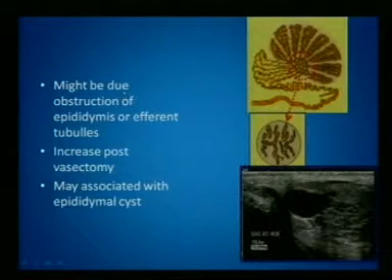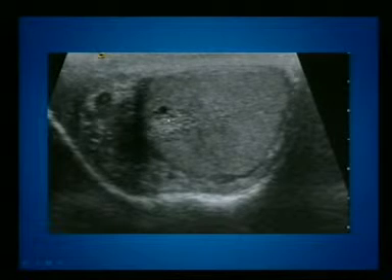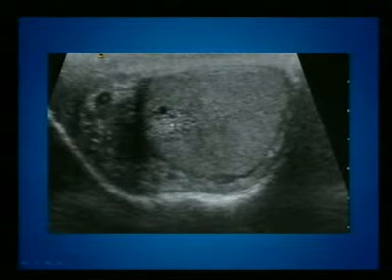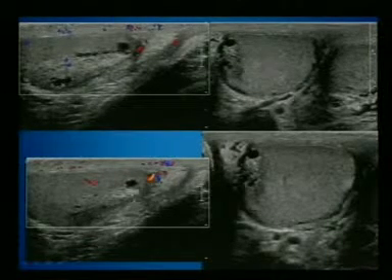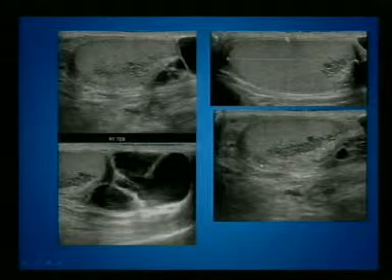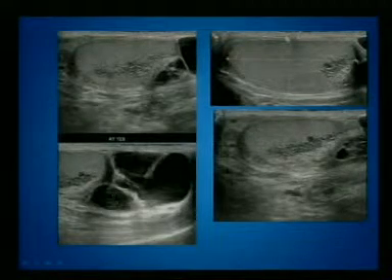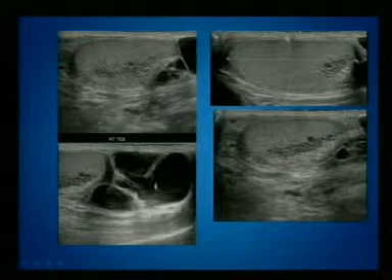This Rete testis can be due to obstruction at the level of the epididymis or at the level of the vas, and can be increased in patients post-vasectomy, and it is associated with epididymal cysts. Here is a Rete testis with a cyst, another patient with small ductectasia of the seminiferous ducts with a small cyst in the epididymis, another patient with a cyst in the testis, and this is a patient with Rete testis with a multi-septated epididymal cyst.